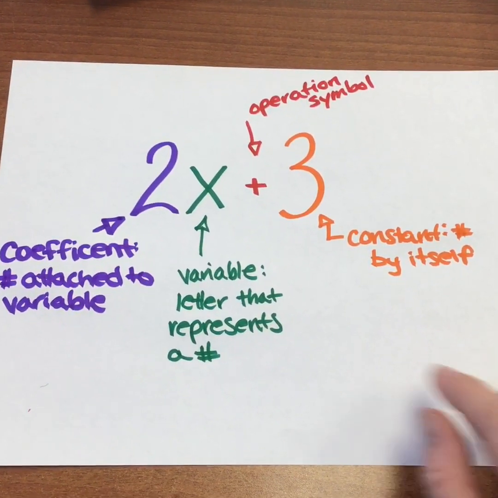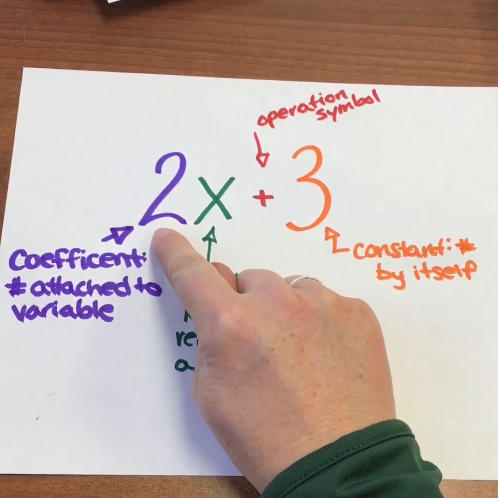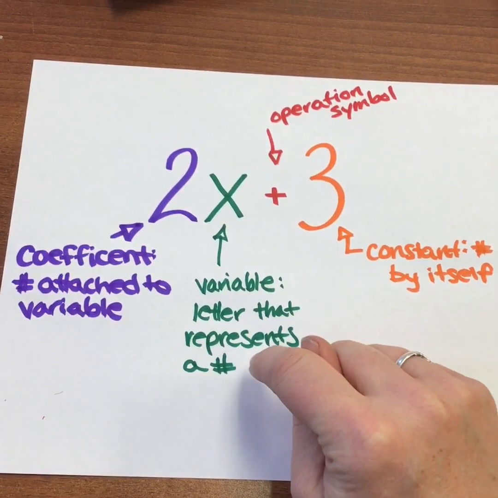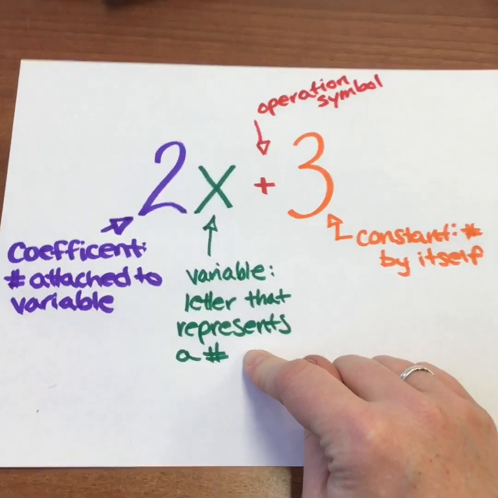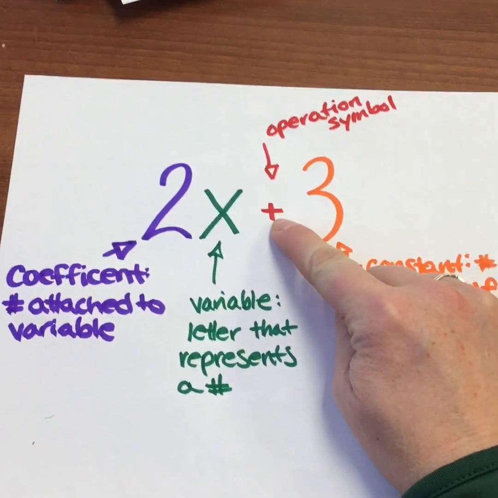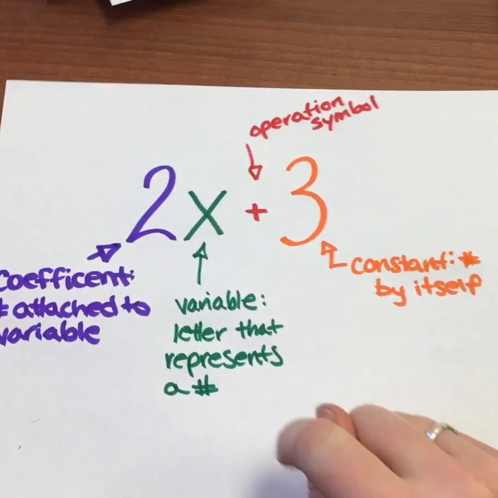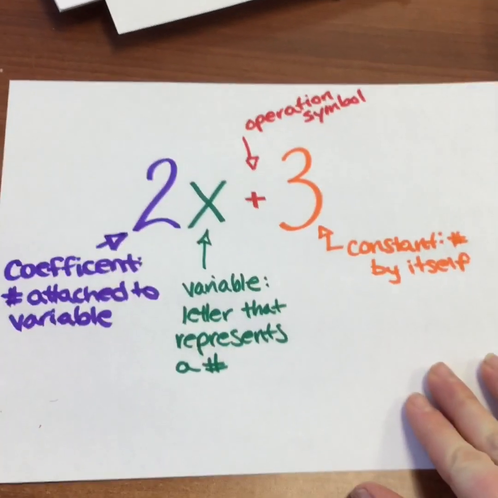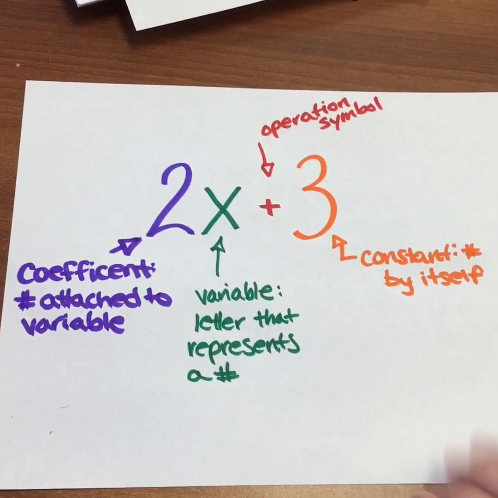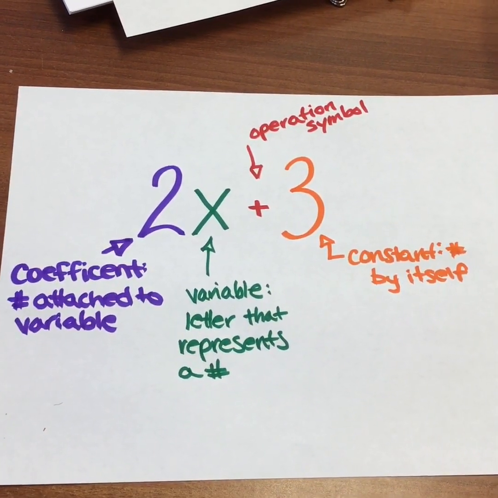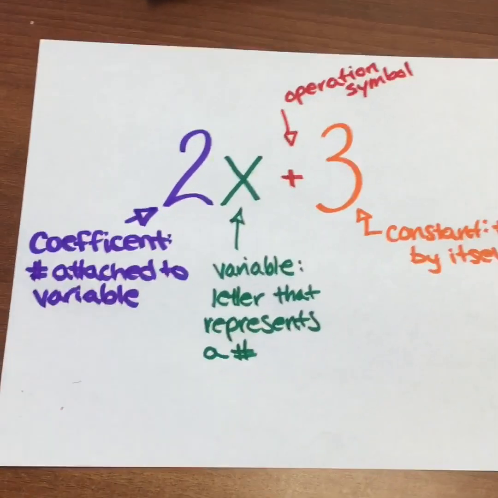algebraic expression. You have coefficients, which are numbers attached to variables. You have variables, which are letters that represent a number. You have your operation symbols such as plus, minus, multiply, divide. And then you have constants, which are numbers that stand by themselves. The importance of understanding these things is because next we're going to be talking about terms.